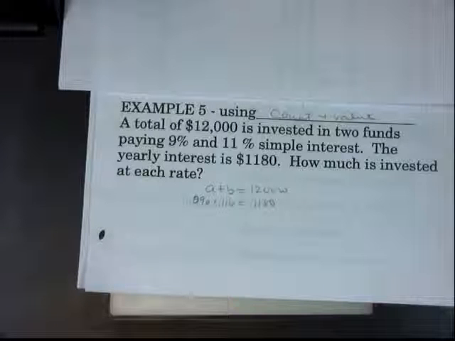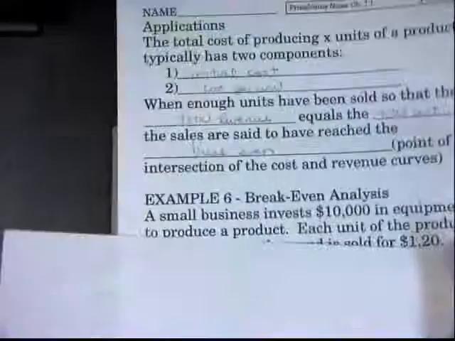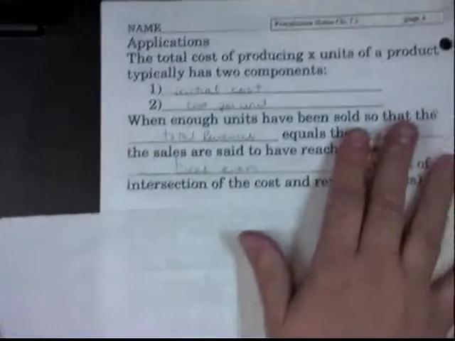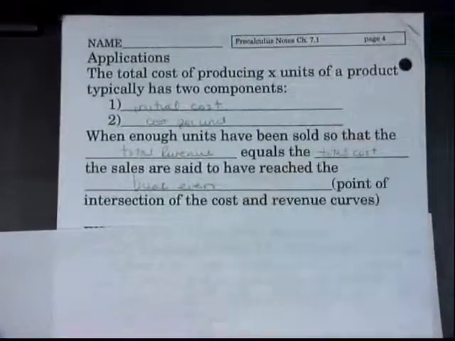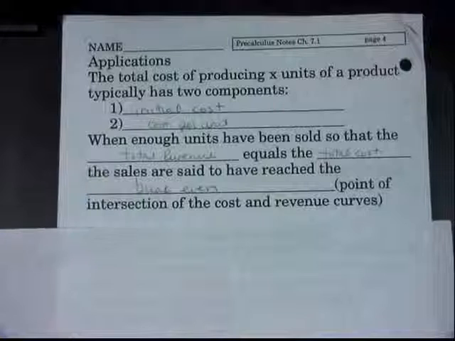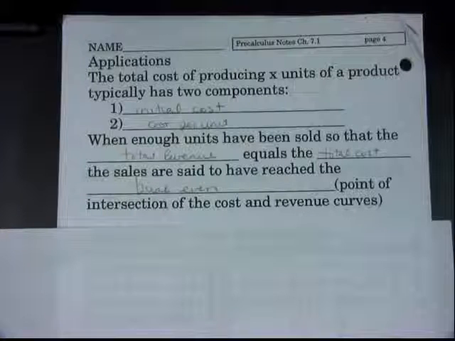All right, on the back page, when we talk about the applications, the best application for a system is in business where we come across this break-even point. This break-even point consists of the initial cost and the cost per unit, and we want to know when the total revenue, the money I make, equals the total money I spent out. That's called the break-even point.